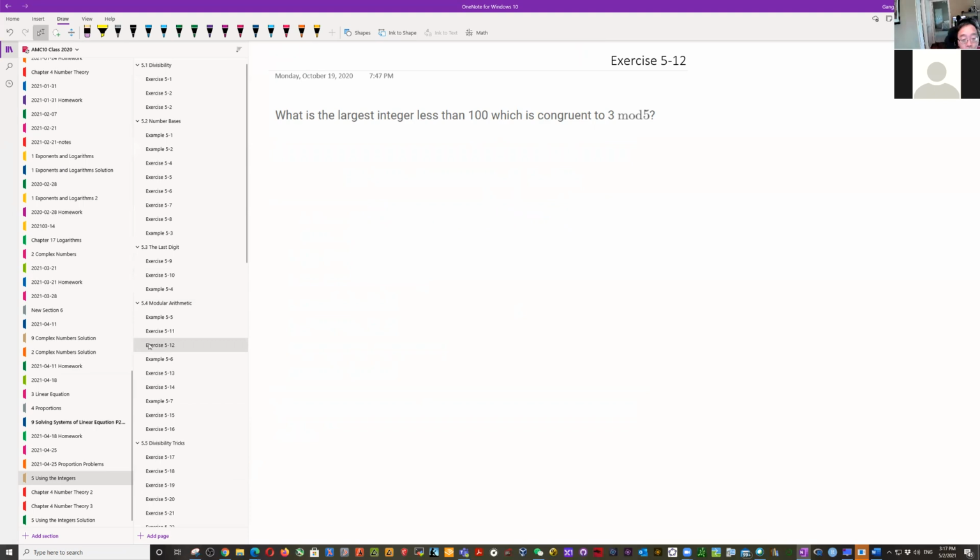What is the largest integer less than 100 which is congruent to 3 mod 5? Let's try to do this problem given about 1 minute. Let's see if anyone can get this one.